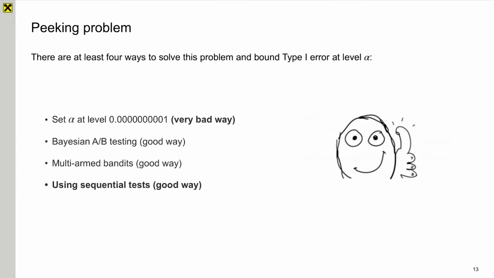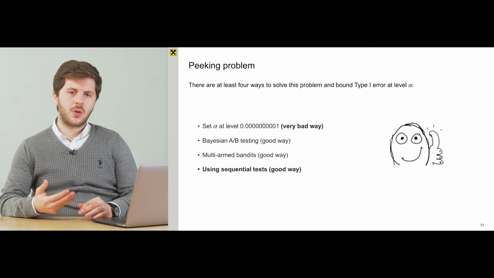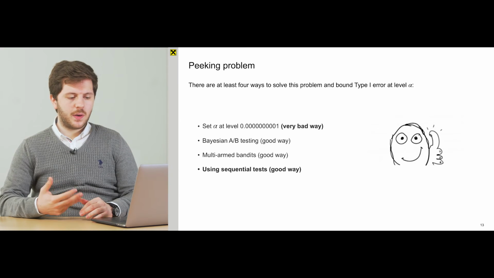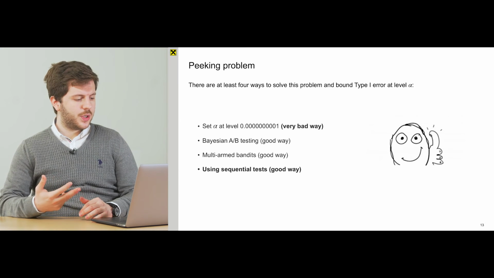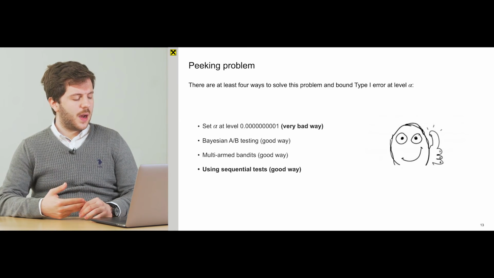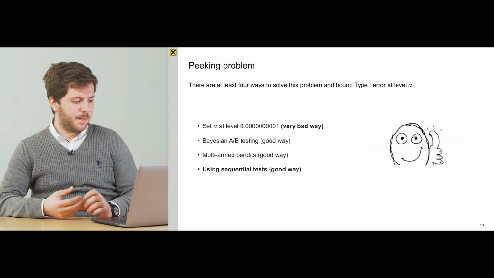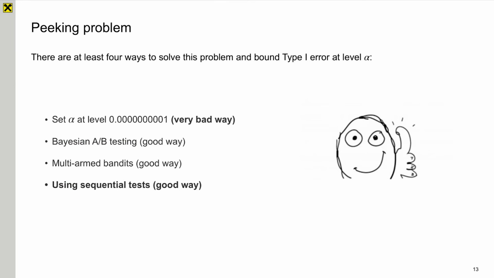The second and the third way to handle this are very similar. It's using Bayesian A/B testing and multi-armed bandits, but we're not going to discuss them today because there are a lot of materials which will show us how to deal with them. Today I want to tell you about sequential testing.